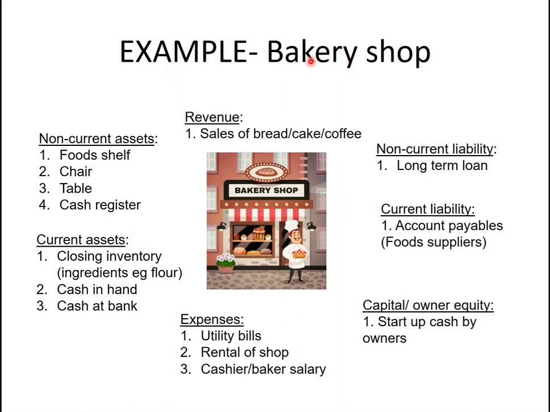If you look into the bakery shop, basically it is almost similar, except that the revenue derived from the sale of the bakery, which is bread, example cake, coffee, and the current asset closing inventory, the ingredients, flour or butter, and so on. So this is under current asset, and the rest is almost similar to bookstore.